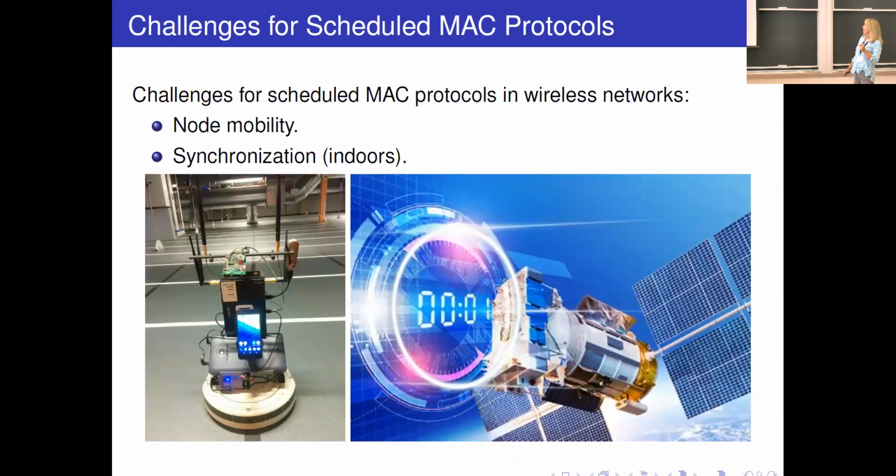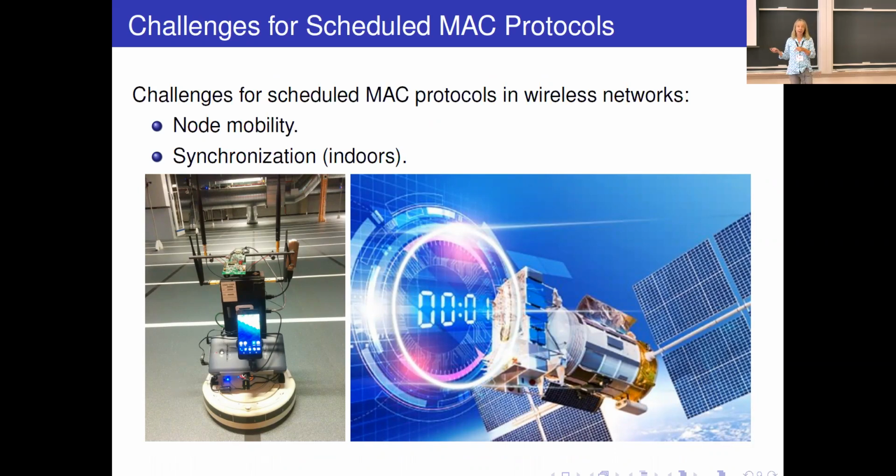All right, now some of the challenges of channel partitioning schemes, especially time division schemes, especially in wireless networks, is when you have mobile nodes. That testbed is pretty hilarious, I think.